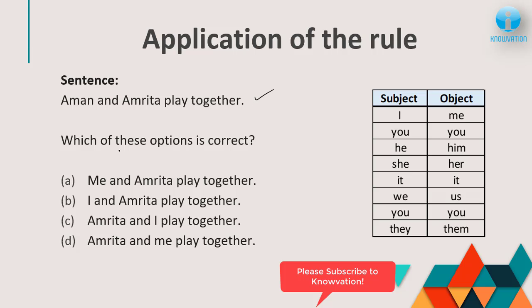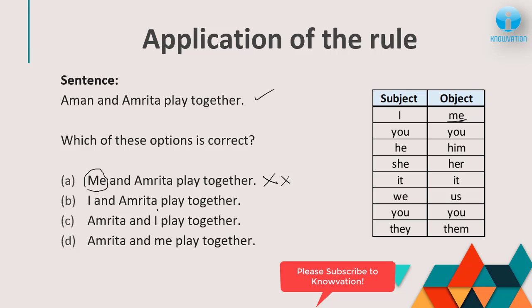So in mein se kaun sa option sahi hoga, aap log pause kar sakte hain aur iska answer khud se tick kar sakte hain. Okay, so main aapko answer batata hun. Me and Amrita play together. Friends, is this correct? No friends, this is not correct. Can we use me as a subject pronoun? We see that me is an object pronoun, so no, this is not correct.